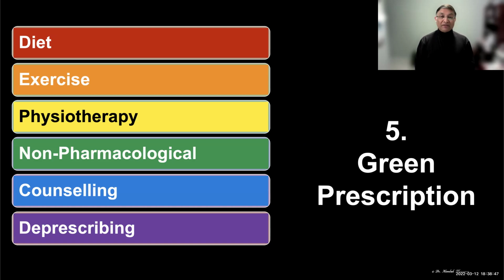Point number 5, the doctor should write a green prescription. What do we mean by green prescription? It's basically talking about non-pharmacological interventions like diet. The doctor should know about intermittent fasting, various forms of diets, the role of probiotics, microbiome, improving gut health, etc. All have consequences on an individual's health. So the doctor should be aware of that.